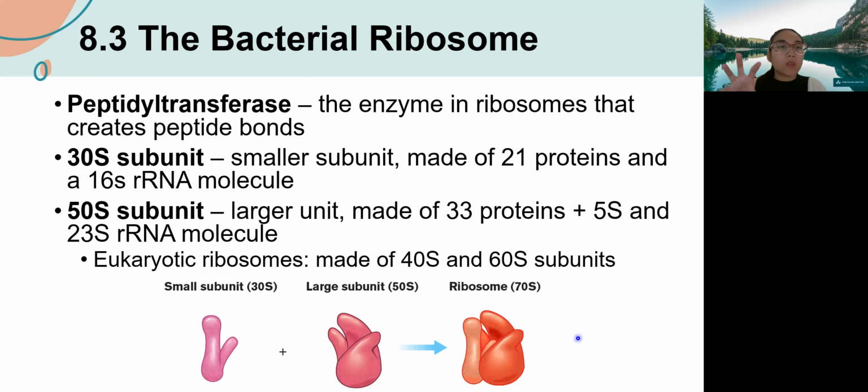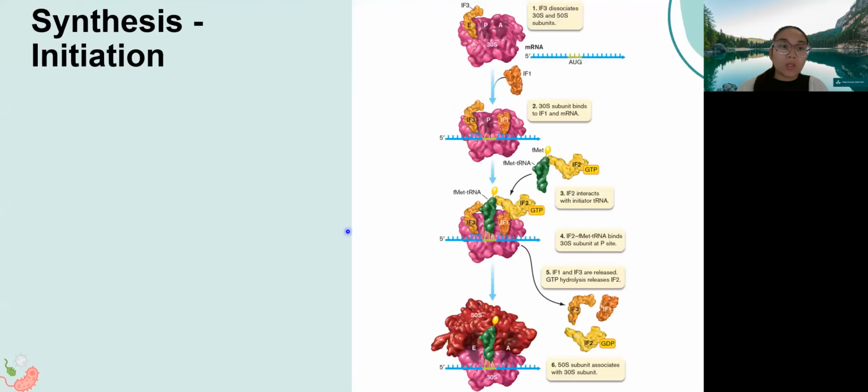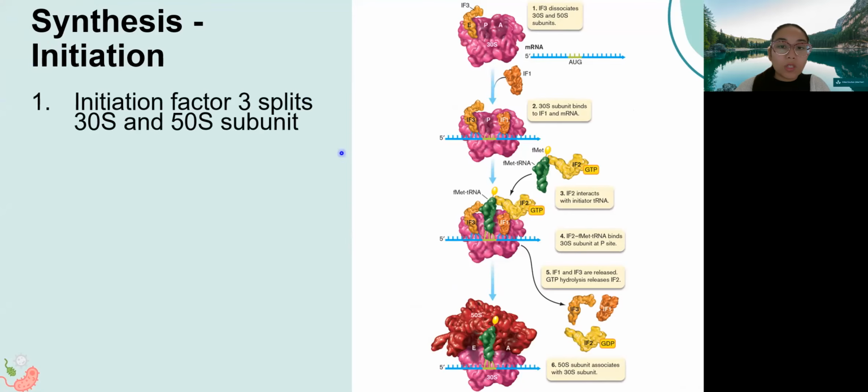Okay, so now that we've talked about the ribosome, we've talked about the tRNA, we've created the mRNA, let's actually go into protein synthesis. So first part is initiation. So the first thing that happens is there is going to be an initiation factor number 3. So IF3 is going to come and shove itself into the E region of the 30S subunit.